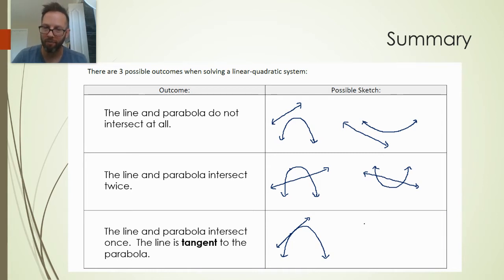Maybe I'll just draw another example of a tangent line. Maybe I'll draw this one horizontal. But yeah, those are situations where there would just be one point of intersection. So those are the three possibilities. It can't be anything else. And what we want to do is, because it's not always practical to graph, learn an algebraic way to do this.